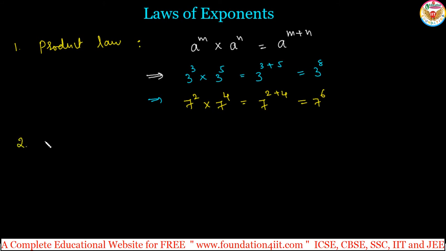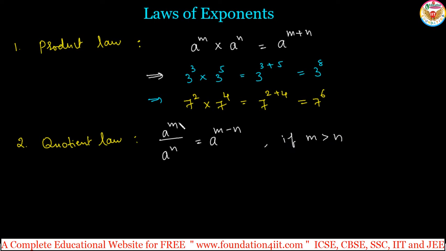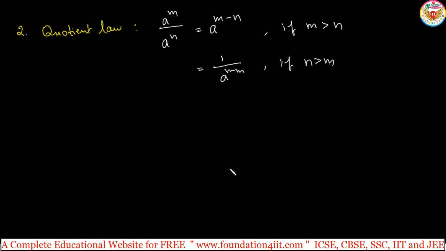And next one is the quotient law. Let us see this. a to the power m divided by a to the power n is equal to a to the power m minus n. Numerator power minus denominator power. This is if m is greater than n, because the numerator power must be greater than the denominator power. Or else we can write 1 by a to the power n minus m. This is if n is greater than m. Let us see with examples, you'll understand clearly.